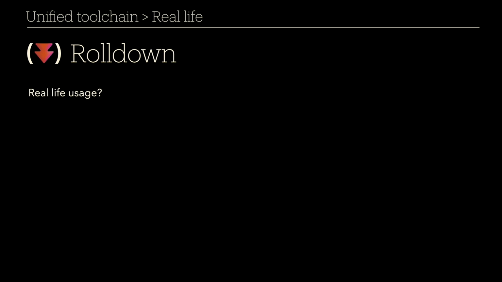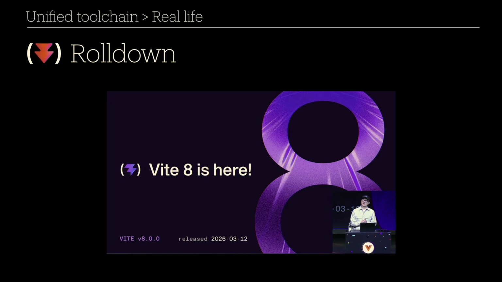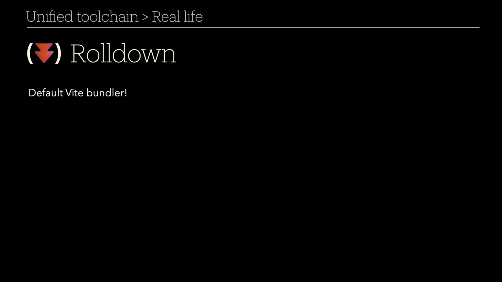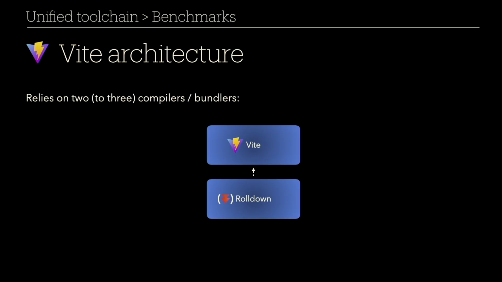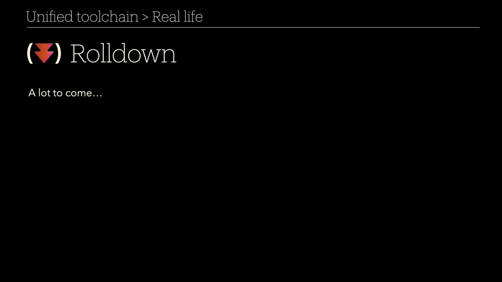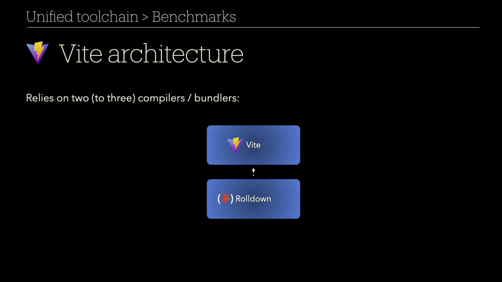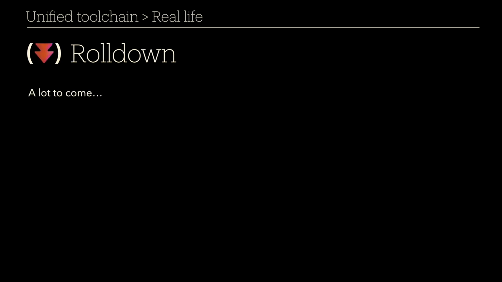And real-life usage: are we using Rolldown now? Yes, of course, since Vite 8, which you might have heard about. Vite 8 was also announced in March at Vue Amsterdam, and Rolldown is the default Vite bundler. It means that instead of having three different bundlers, we only have Rolldown, which is pretty cool, right? If you are using Vite 8, you are already using Rolldown. There are also other things to come, and one is really interesting in my opinion: the experimental bundled dev mode. Has anyone heard about that?